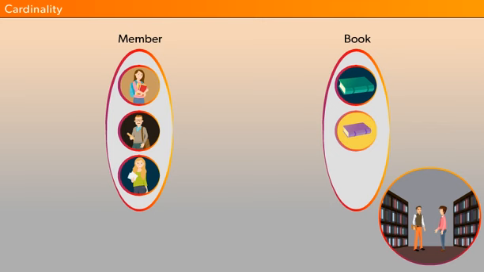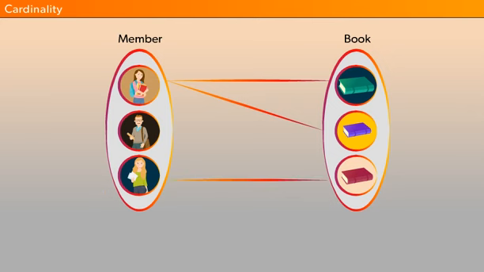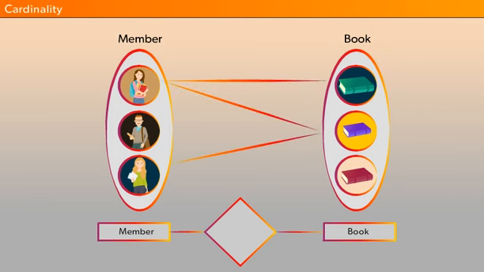In our library management system, a member can borrow or return any number of books, whereas a book can be borrowed by only one member at a time. So, the relationship borrows or returns of the member entity set to book entity set is one-to-many. Similarly, a member can search any number of books and a book can be searched by any number of members. So, the relationship searches of the member entity set to book entity set is many-to-many.